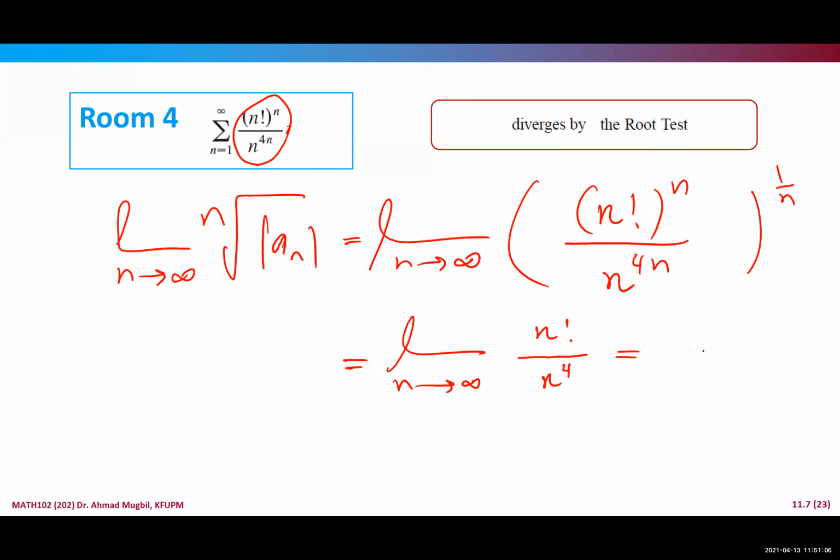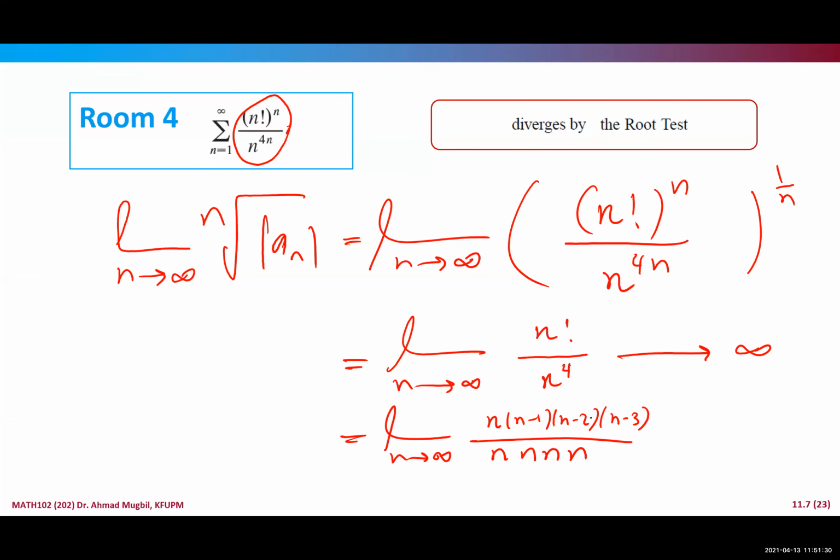You are right. Because the factorial increases faster than this one. But how can you show it algebraically? I can show it for you, Shabab, algebraically. Look, n factorial, and here we have n to the power 4. So n factorial means n times n minus 1 times n minus 2 times n minus 3, so 1, 2, 3, 4 n's.